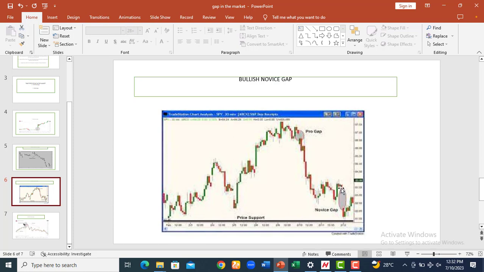Suddenly, towards a support zone, you see a sharp gap down. You spot a sharp gap down towards a support zone. It's trying to tell you that soon the market will reverse for a buy, especially towards the support zone, for the bullish novice gap.